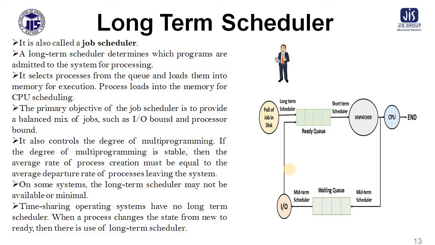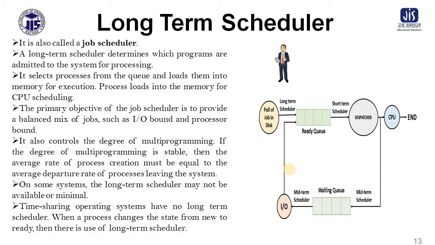So this is the long-term scheduler. What is the long-term scheduler? A long-term scheduler is also called the job scheduler. The long-term scheduler determines which programs are admitted to the system. It selects processes from the queue and loads them into memory for execution. Processes load into memory for scheduling.